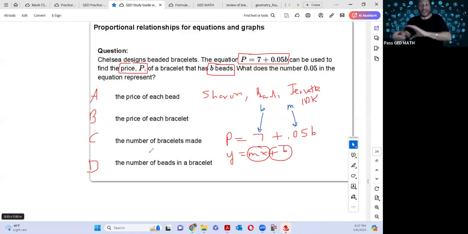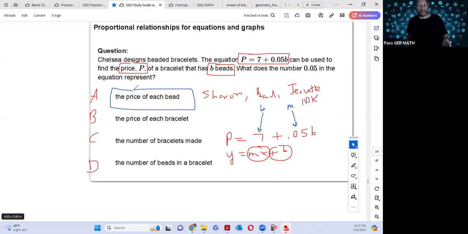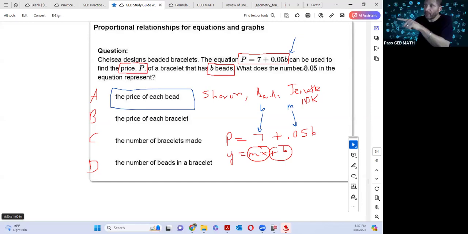So no matter how many beads are in my bracelet, it's going to be 0.05 times B, which is the number of beads. If I have a bead and I'm multiplying it by 0.05, that's telling me the price of the bead, each one. Because if you had a cookie that cost $2 and you had 10 cookies, you would multiply 10 times 2. But this is what I want you to understand. When you look at this, they're giving you B. 7 plus the price of the beads gives you my P, right? What does the 0.05 represent?